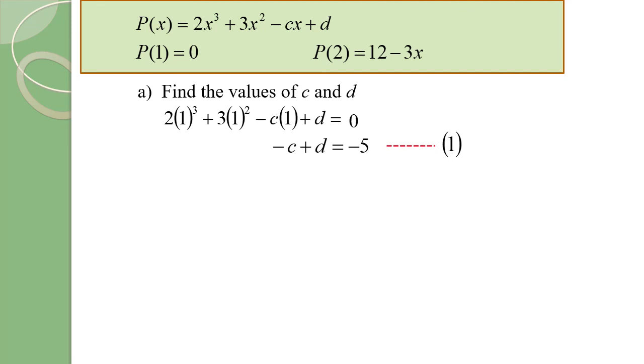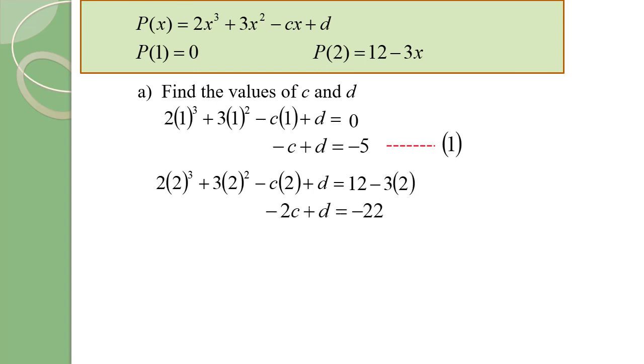The second equation: substitute 2 into the polynomial, and p of 2 is 12 minus 3 of 2. So, we have 2 of 2 cubed plus 3 of 2 squared minus c of 2 plus d equal to 12 minus 3 of 2. So, now we have negative 2c plus d equal to negative 22. This is the second equation.